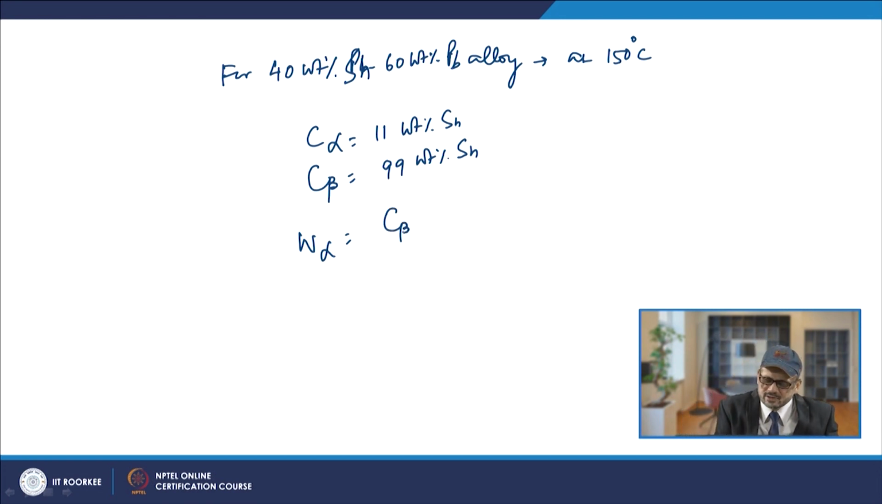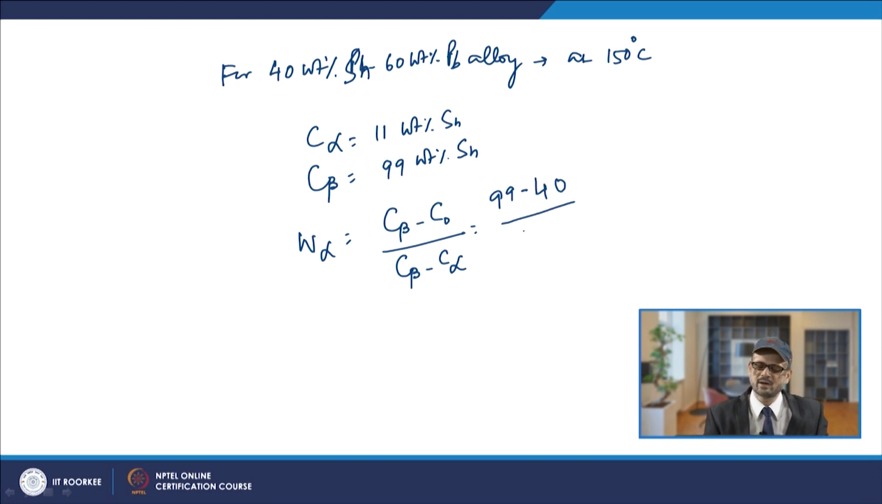So, it will be C beta minus C naught divided by C beta minus C alpha. So, that way you can find it. C beta, as we understood, is 99, and C naught we have already seen is 40% tin that we are talking about. So, it will be 40 divided by 99 minus 11. So, it will be 0.67. So, it will be 0.67%.